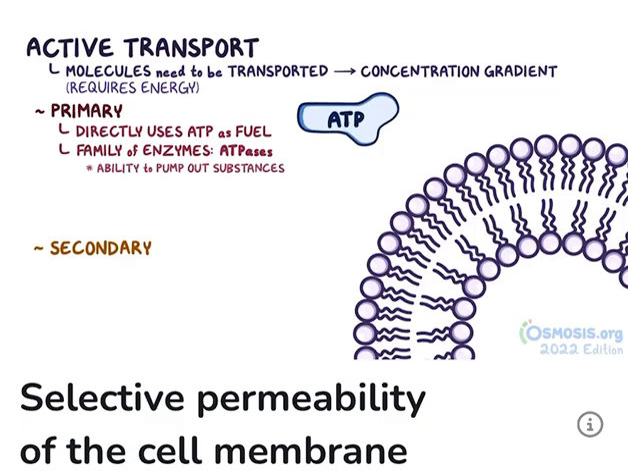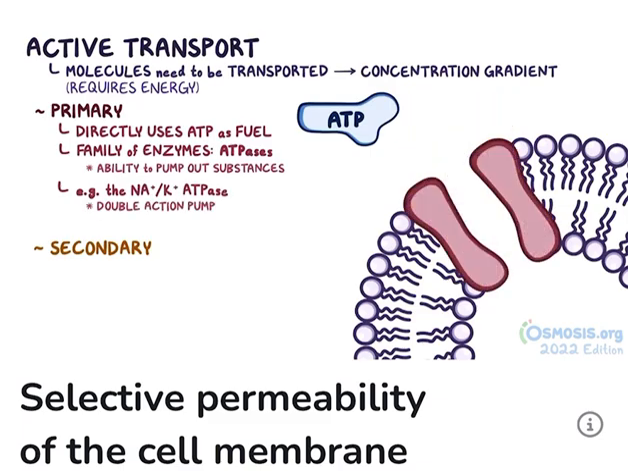Sort of like a candy dispenser. You insert a coin and candy pops out. Or in our case, an ion pops out. The most important example is the sodium-potassium ATPase, which is a double action pump, meaning that for each ATP molecule, it pumps 3 ions of sodium out of the cell, while at the same time pumping 2 ions of potassium into the cell.